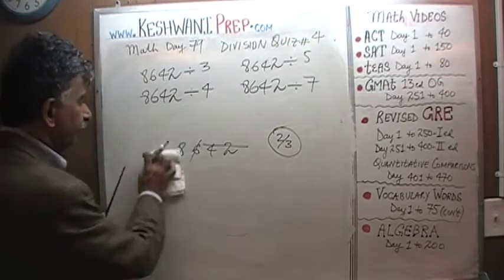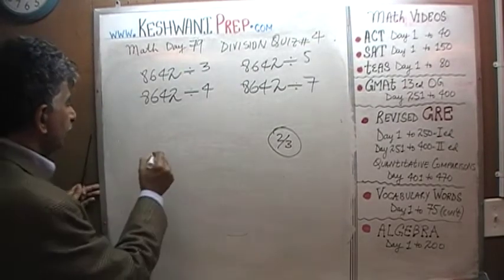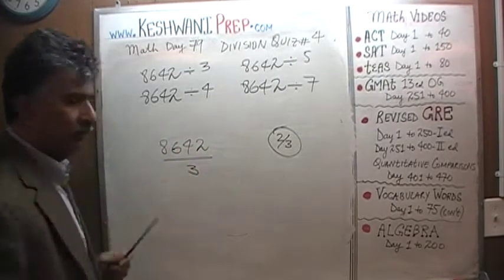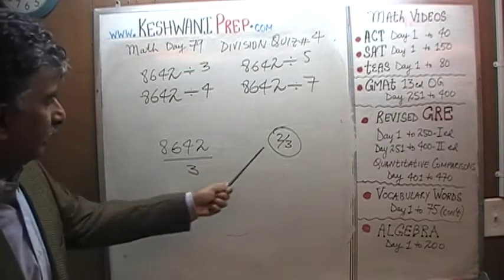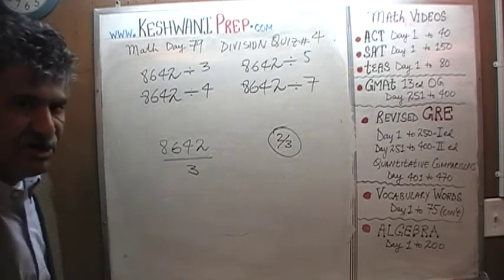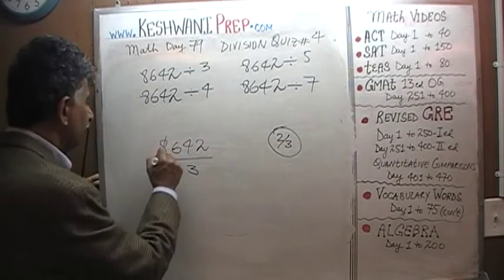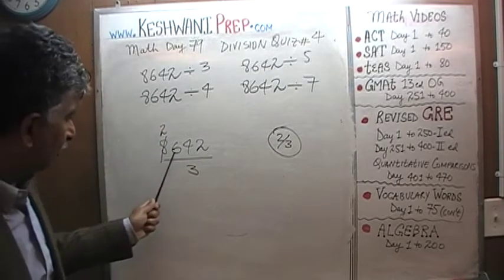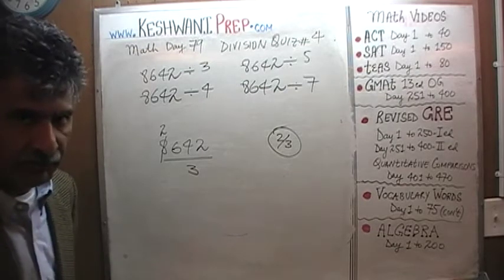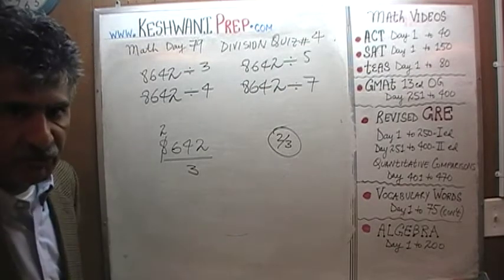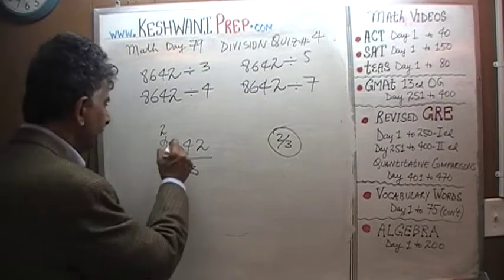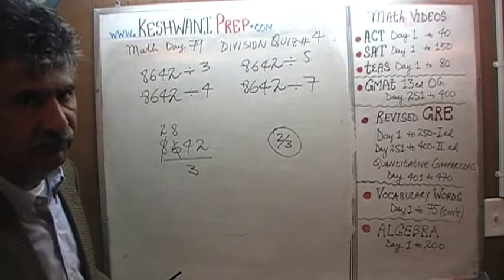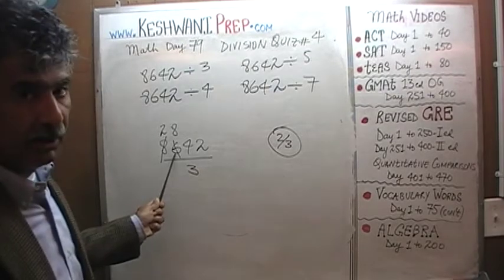Let's do it together. When we divide 8,642 by 3, we'll see at the end that we'll have 2/3 as our answer. How many 3s does 8 have? 8 has 2 3s. The remaining 2 goes and joins the 6 and becomes 26. Okay, listen carefully. 26 has 8 3s. 8 3s are 24. You must know your timetables. 8 3s are 24. We had a 26.